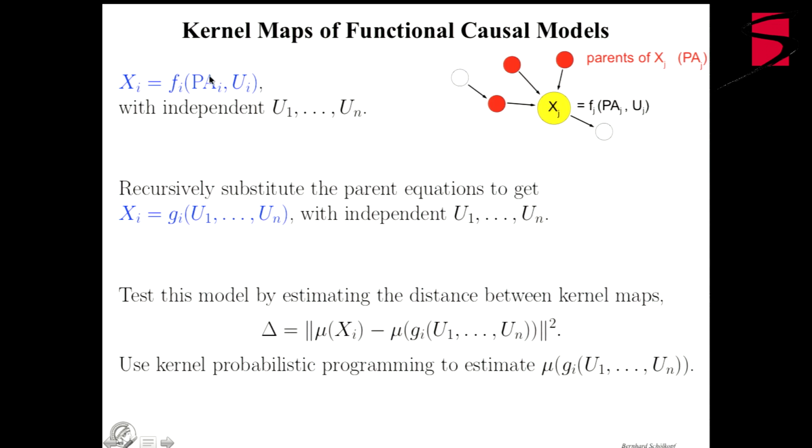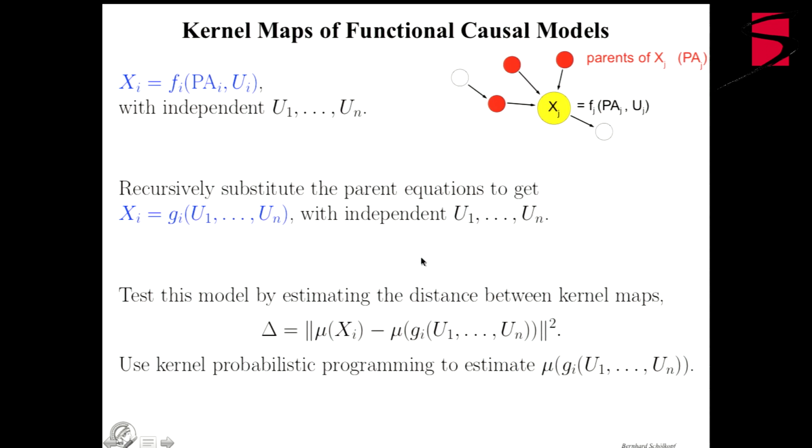So here, again, structural equation model, independent noises. Now note, and this is with respect to a directed acyclic graph, what we can do is always substitute the equations for the parents in here. If we keep doing this, then at the end, each variable is a function of only noise terms, all independent noise terms. So in the end, for each xi, we get an equation like this. And this is now a function of independent random variables.